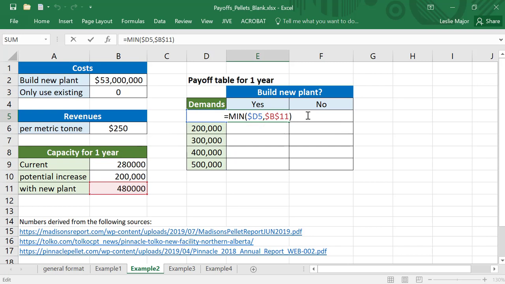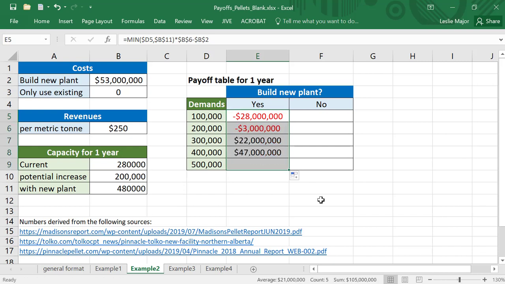Now, going back up here, again, I like to use that MIN call between my production capacity and my demand. Now, to calculate my payoffs or my profits, what I'm going to do is multiply the amount that I'm actually selling, which is the minimum between the demand and the capacity, by my revenue. This is my revenue per metric ton, and these are in metric tons as well, and so I multiply by the $250. Now, to get my true payoff, if I'm building a new plant, there's another $53 million cost associated with that. So I subtract the $53 million. That's the cost of building that new plant. Okay, now I can copy that the whole way down.